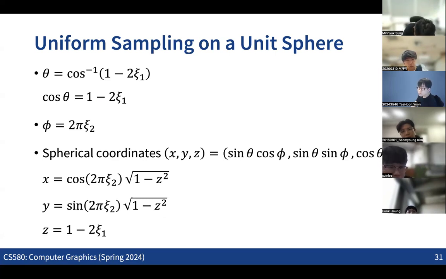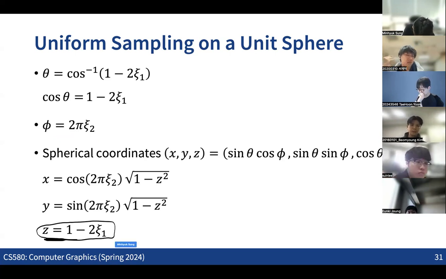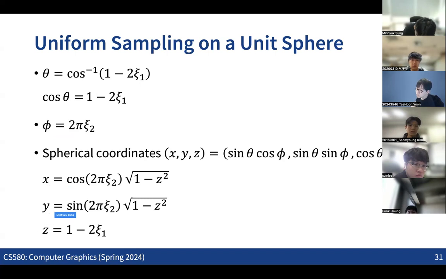According to the CDF in the previous slide, we can now sample theta and phi with uniform random variables. If we think about spherical coordinates, the x, y and z coordinates become like this. While there are some complex terms here, we can first calculate z with one of the random variables, and then by taking z, we can calculate x and y like this. This is one simple way to do uniform sampling on the sphere.